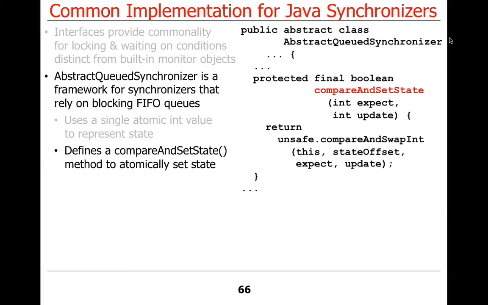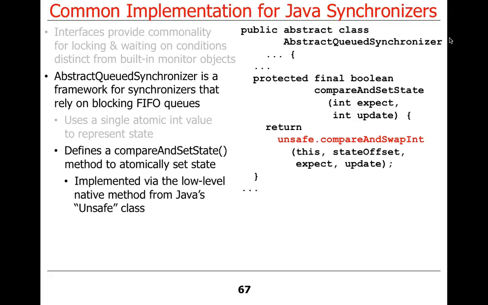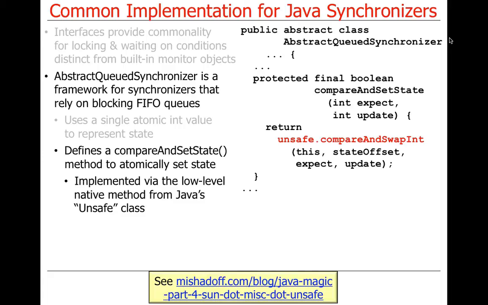It also defines a method called compareAndSetState. And we're going to talk a bit more about that in a little bit. We're going to talk about set and get operations and so on. And these are typically implemented down in hardware. And in fact, compareAndSetState is actually implemented by something called the Unsafe class. There's actually a class in Java called the Unsafe class. And if you go to this link, you can find out all about the Unsafe class.